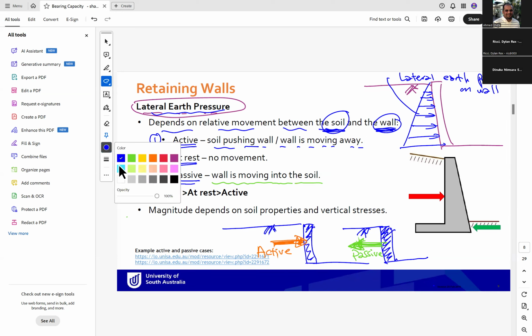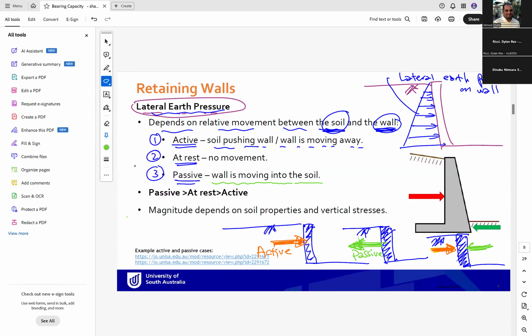Okay, the intermediate case is when the soil is at rest. This means that the active pressure and the passive pressure are the same. So they are cancelling each other. So these two cases are equal. So this case is called at rest case. So we have three cases. The first case is active and passive, and in between is at rest.